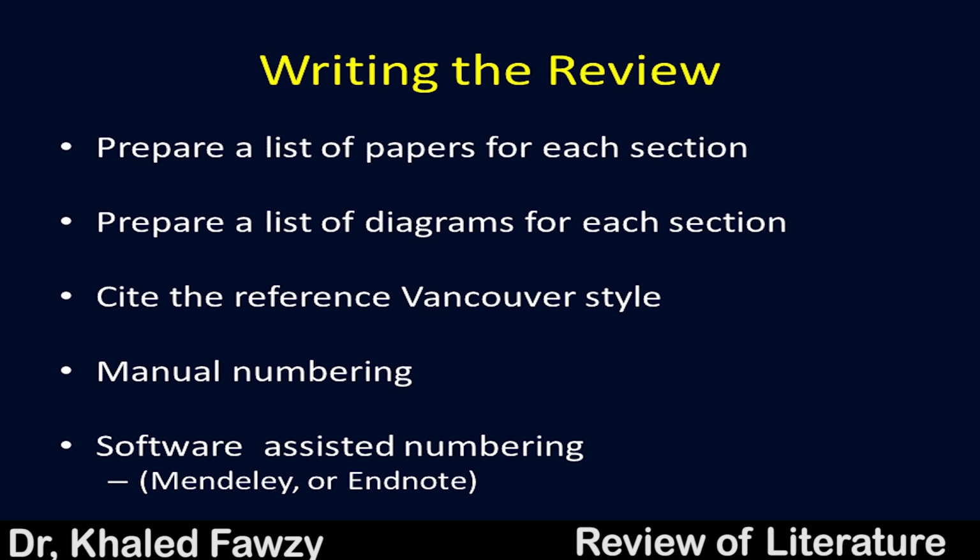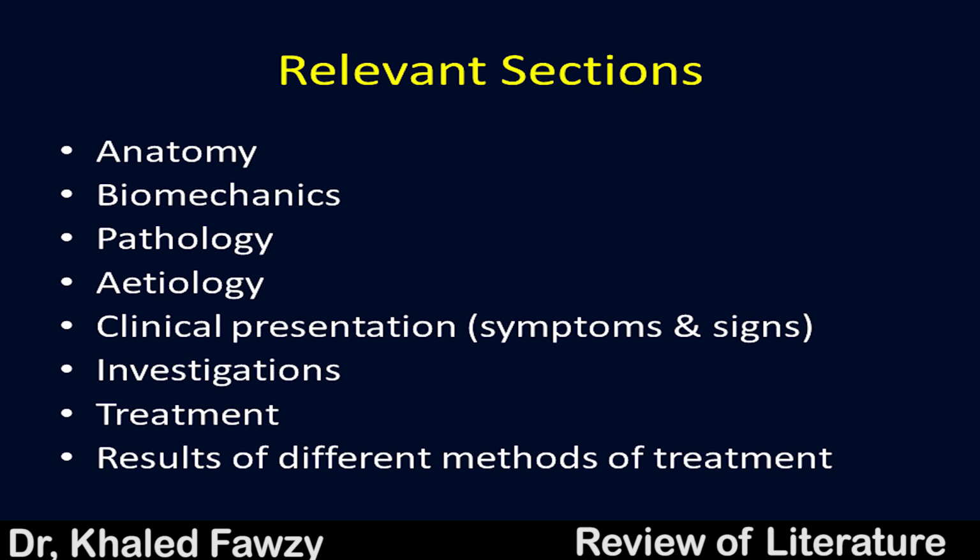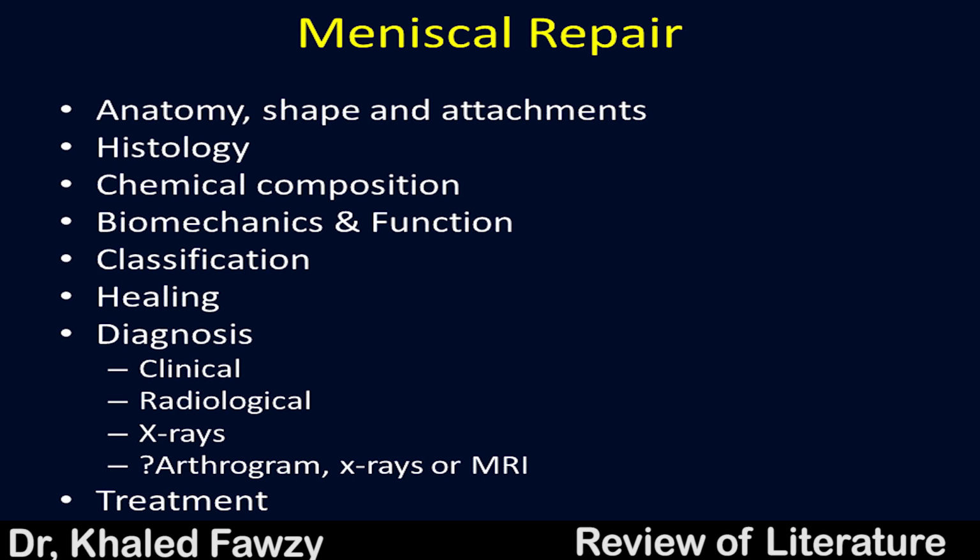It's very important to use it. Now then, let's discuss an example. Relevant sections: anatomy, biomechanics, pathology, etiology, clinical presentation, investigations, treatment, results of different methods of treatment, complications. Now let's look at something like meniscal repair. You need to write about the anatomy, the shape and the attachment of the meniscus, the histology and chemical composition, the biomechanics and function, the classification of meniscal tears, healing of meniscal tears, diagnosis of meniscal tears, and treatment.